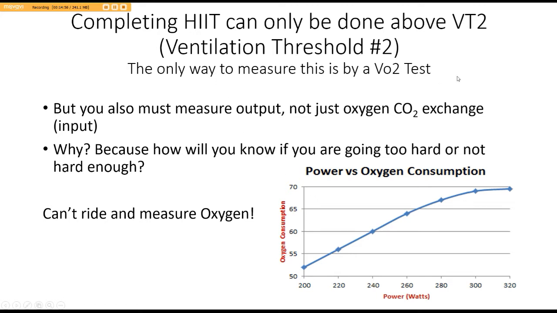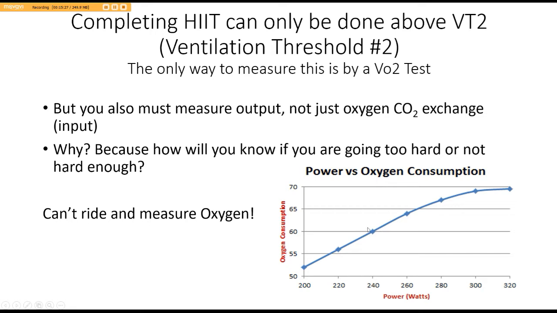Completing high intensity interval training can only be done above VT2. That's the ventilation threshold number 2. The only way to measure this is by a VO2 test in cycling, in running and in swimming. But in order to then apply that data to the field, to when you're actually running, to when you're actually cycling or swimming, you have to measure the output, not just the oxygen or CO2 exchange, the input.